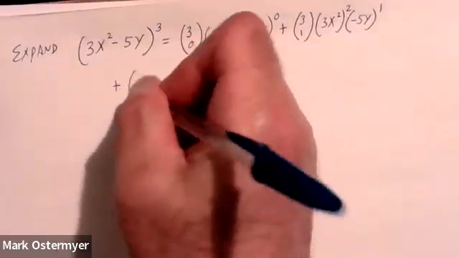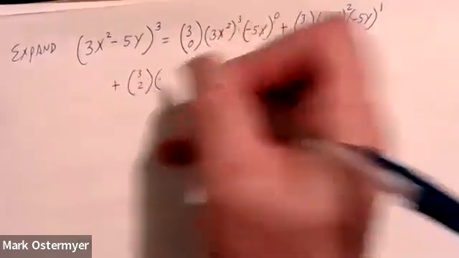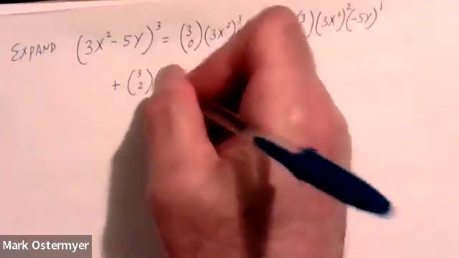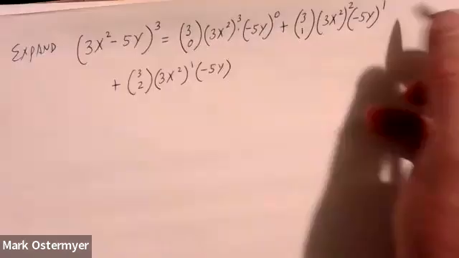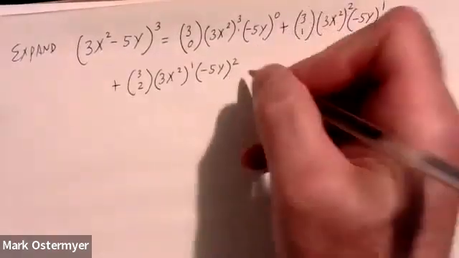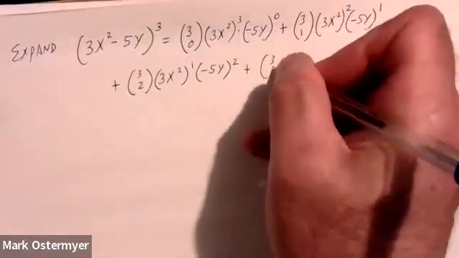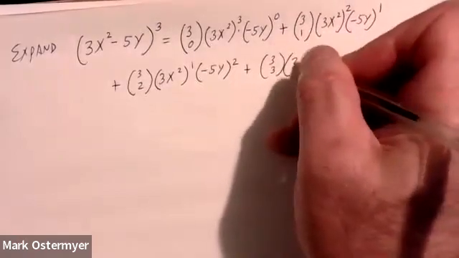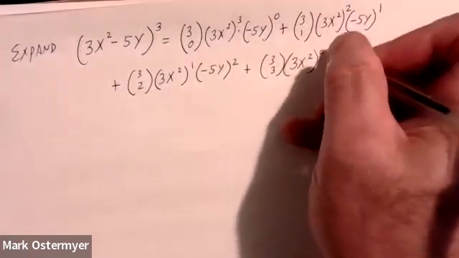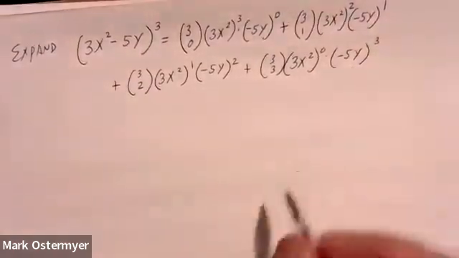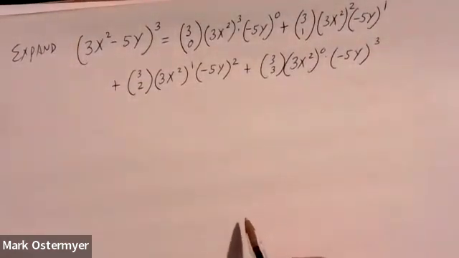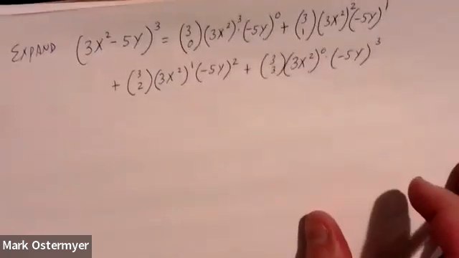Next term's coefficient would be 3 choose 2 times the first term's power, 3x squared, reduced down to the first power, and the second term's power increased by 1 up to the second power. Finally, the last term is going to be 3 choose 3 for the coefficient times 3x squared to the 0th power times negative 5y to the 3rd power. Essentially, that's your expansion. Now we just need to clean these things up and evaluate these things.